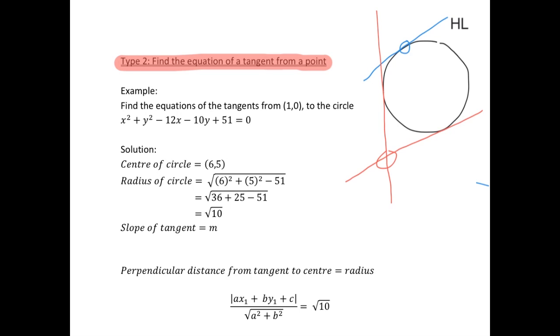So we're asked to find the equations, so multiple equations of the tangents from the point (1, 0) to the circle x squared plus y squared minus 12x minus 10y plus 51 equals 0.